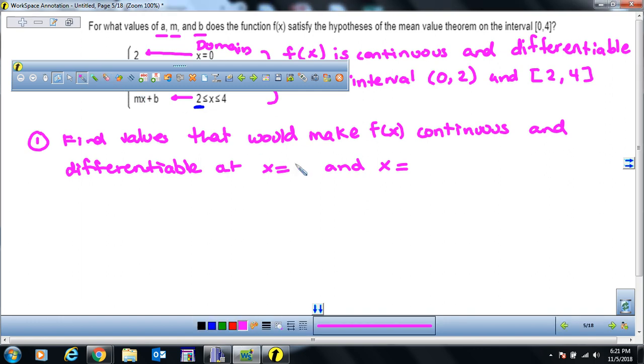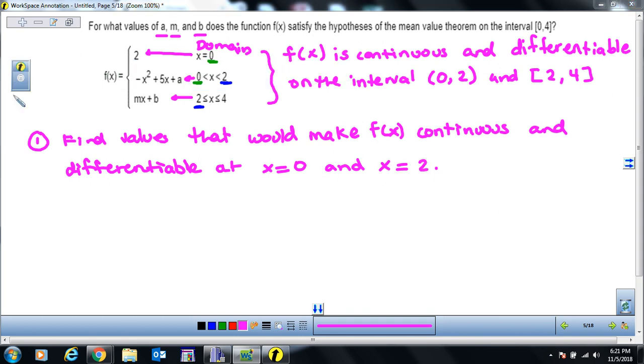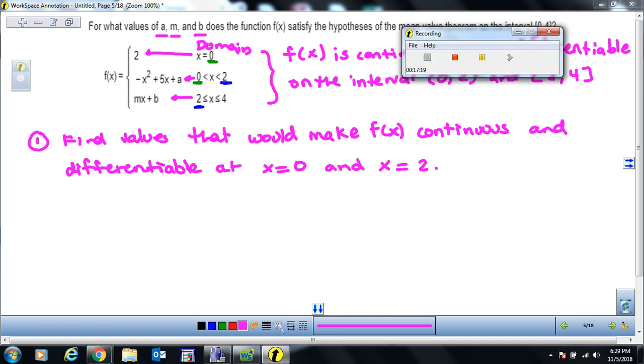Okay. At x equals 0 and x equals 2. So, we are going to investigate first starting at 0. Okay, so a function, sorry about the telephone ringing. A function f of x is continuous at a point C if, okay. So, here we're going to bring in a concept from before.